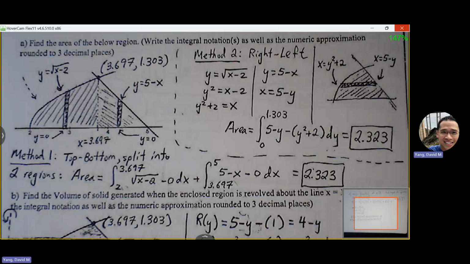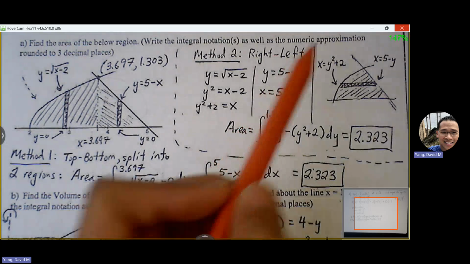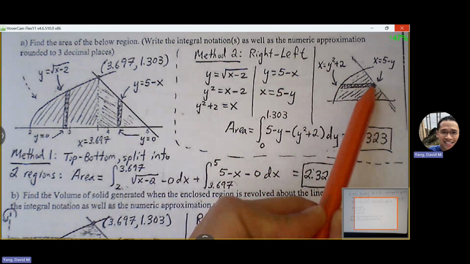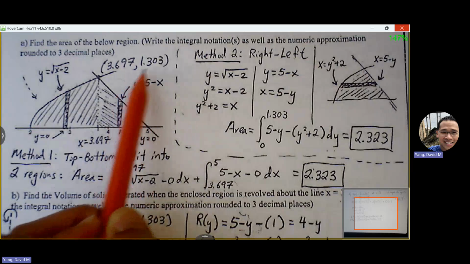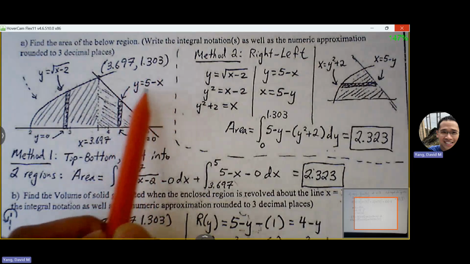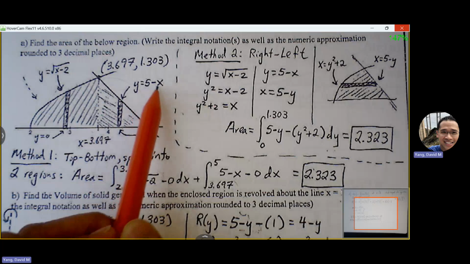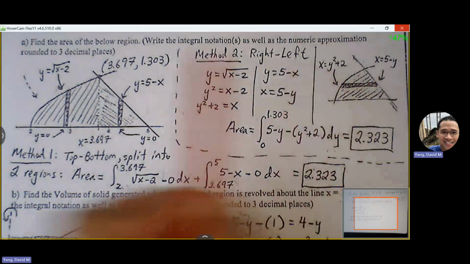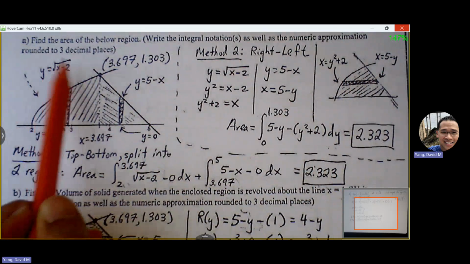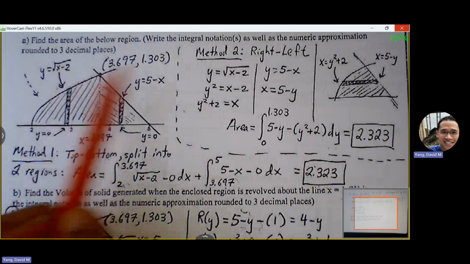If we want to do this right minus left, well, I want you to do it using both methods for now, just so that we can get comfortable with all the integral needs for right minus left. We have to rewrite the equation, right? This 5 minus x is not a good form for right minus left. We've solved for x, so x equals 5 minus y. And then if I solve for x here, square both sides, I get x equals y squared plus 2.